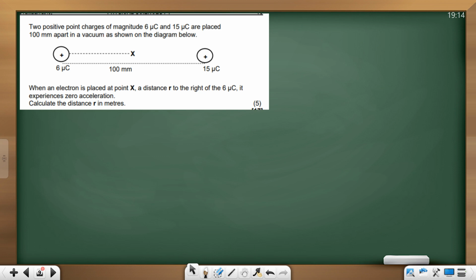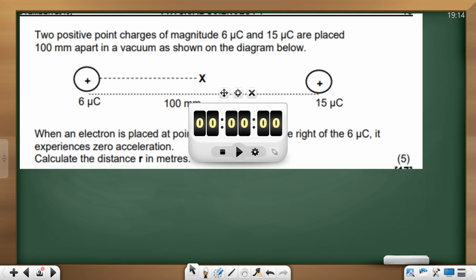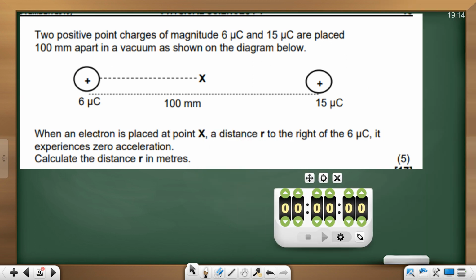Okay, there we go. 5 marks. I don't know why I just saw this and I took it out. Able to do my multiple choice today.